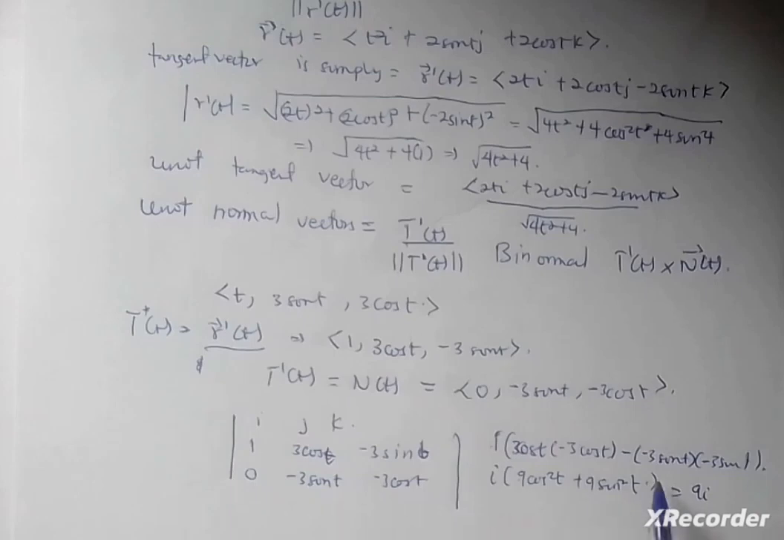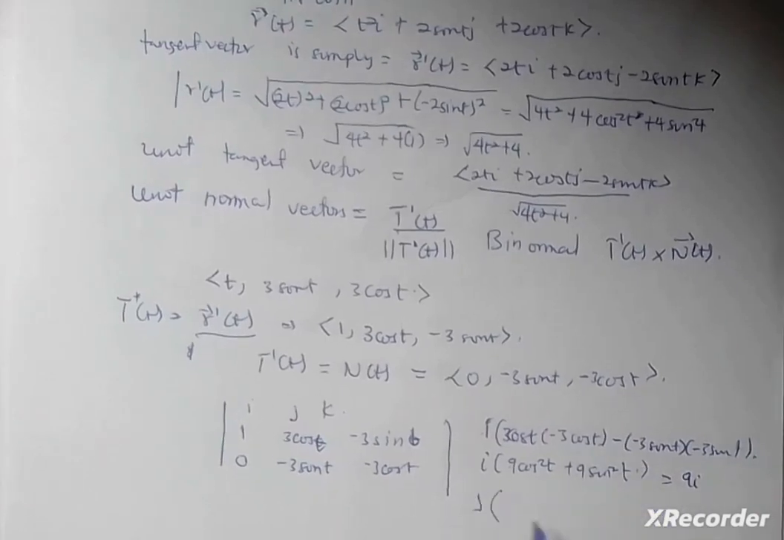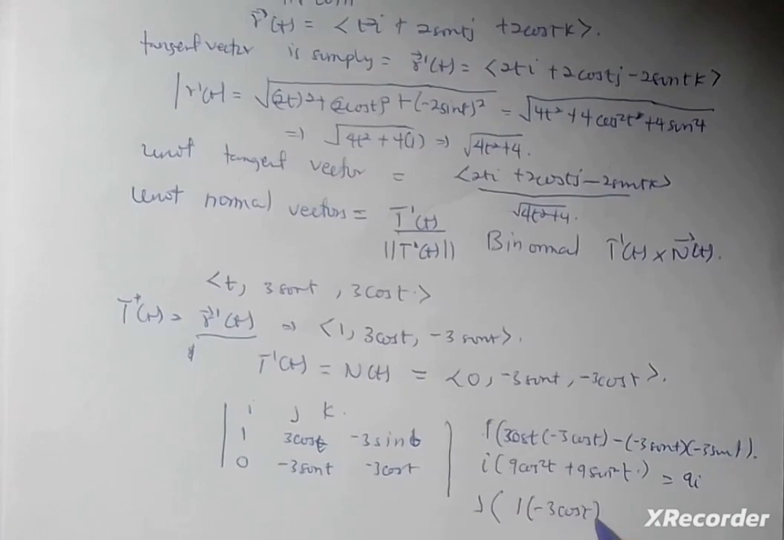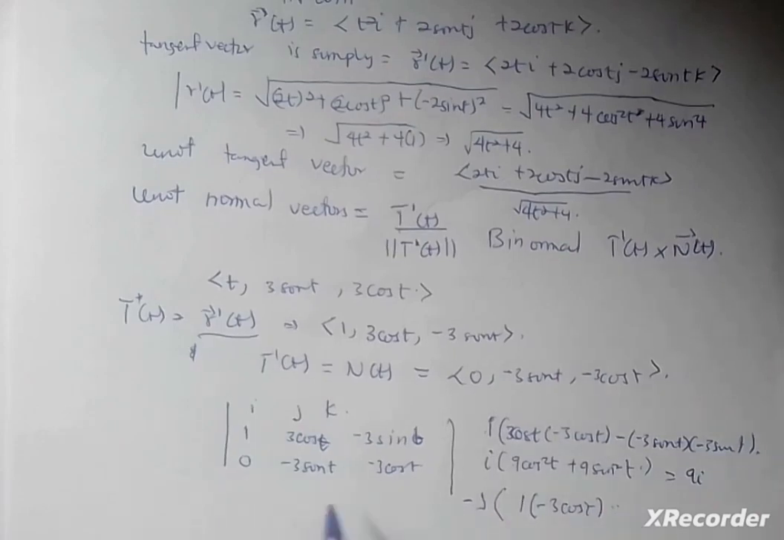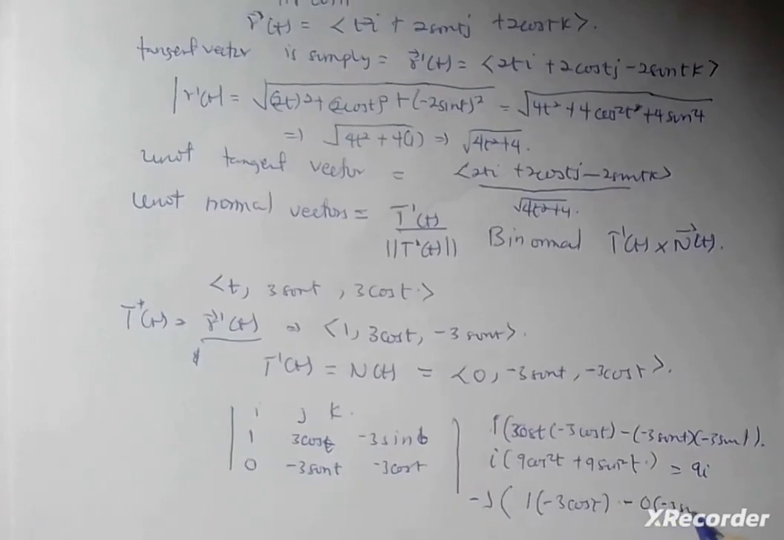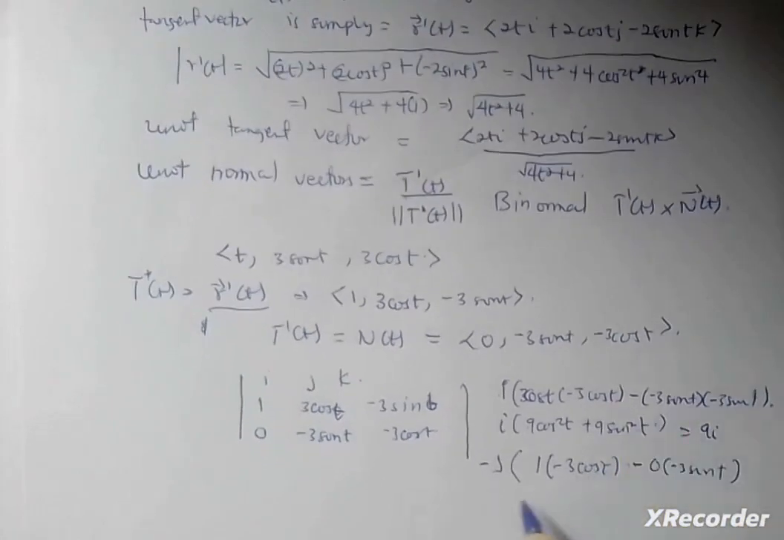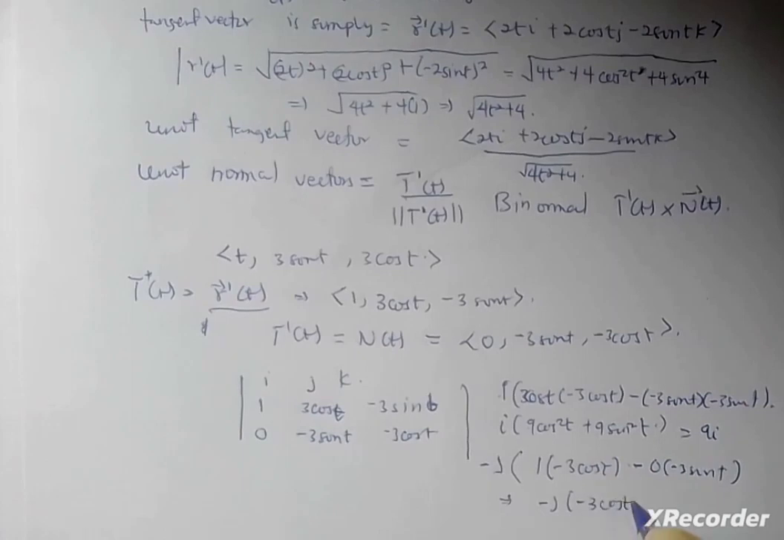Then when I come to the j part, it will cancel here and cancel the top one. So I'm going to get 1 multiplying negative 3 cos t, then j is minus, so already I'll put minus here. So negative 3 cos t, then minus 0 multiplying negative 3 sin t. Then this part alone will give me negative j open bracket negative 3 cos t.